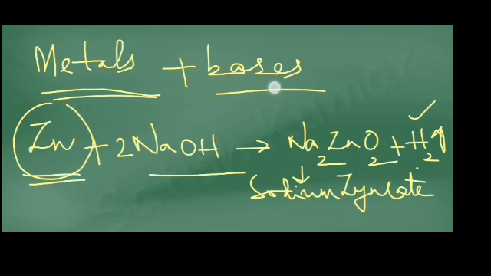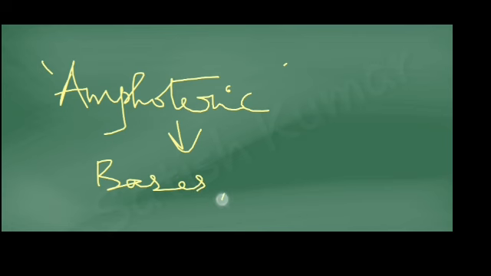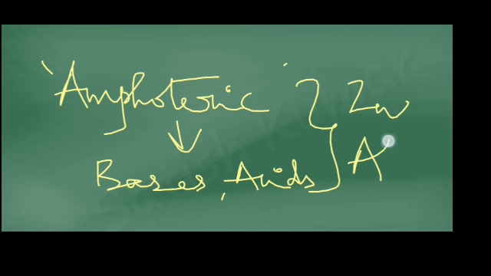Metals react with acids, and few metals react with bases, like zinc and aluminum. The metals which react with both acids and bases are called amphoteric metals. Amphoteric means these can react with the bases as well as acids. For this I can give examples as zinc and aluminum.